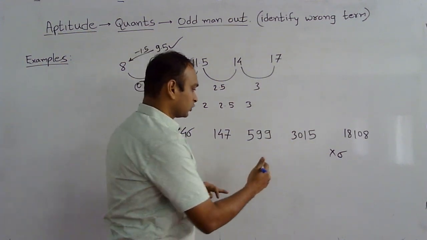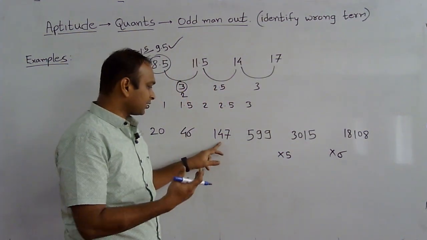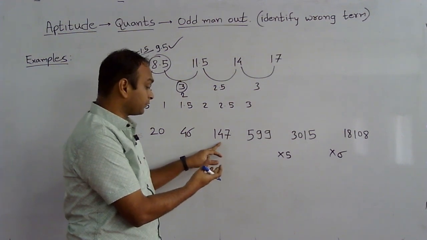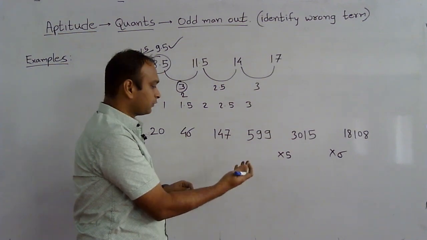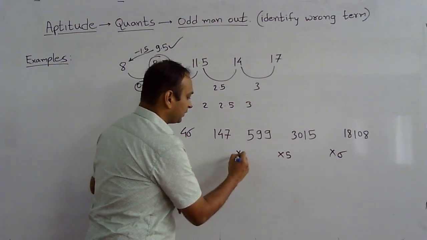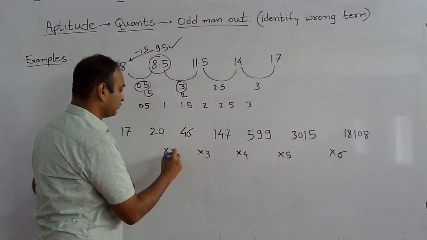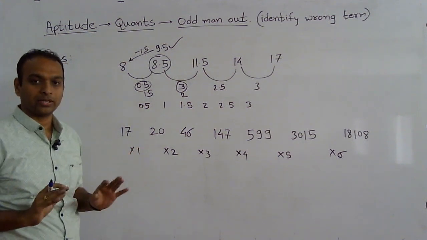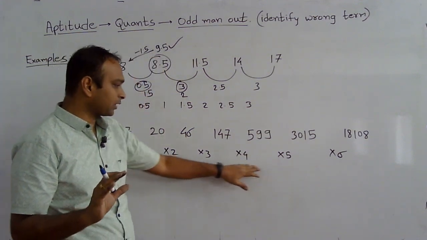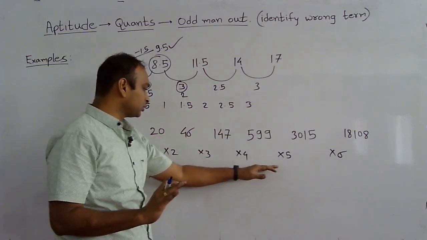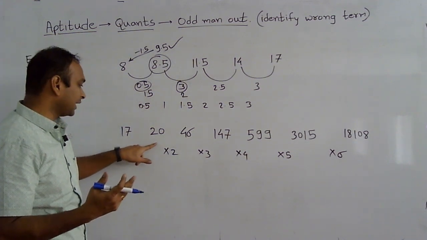6 5s are 30. So maybe multiplication of 5, right? So here it should be multiplication of 4. It is almost near to 150. So 150 into 4. 15 fours are 60. So multiplication of 4 and so on. So it should be multiplication of 3. It should be multiplication of 2. Here it should be multiplication of 1. Right. So this way we are able to get some approximate logic. It's not the perfect, but approximate logic we are able to get out of it. Now, if it is 17 into 1, but we need to add something to get 20.